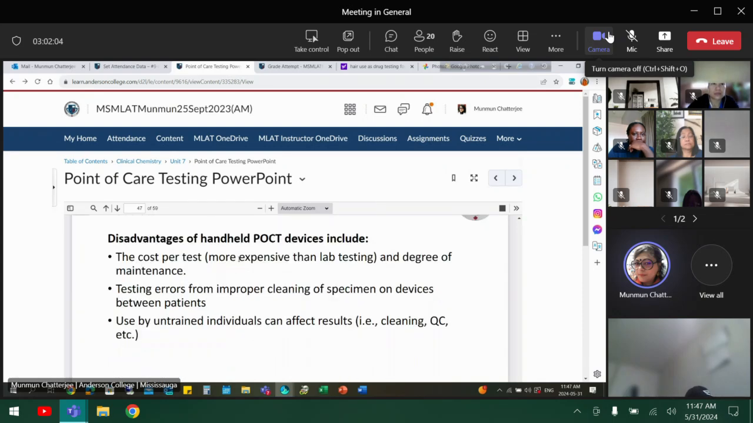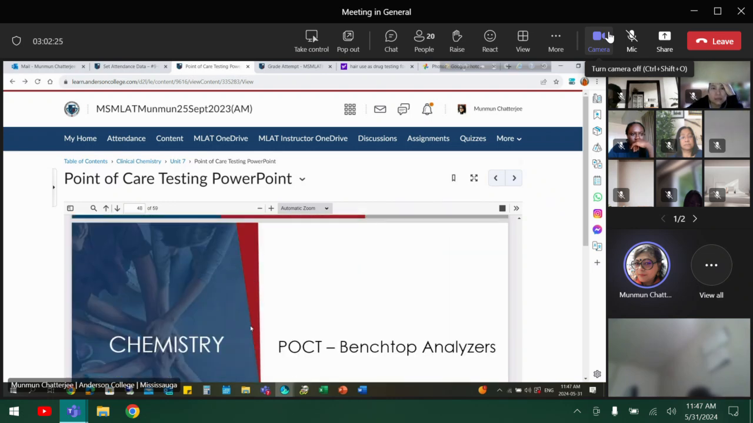Disadvantages: cost per test is more expensive than lab testing for POCT, and degree of maintenance. Testing error from improper cleaning of specimen and devices between patients, and also not doing the routine cleaning. Use by untrained individuals can affect results.